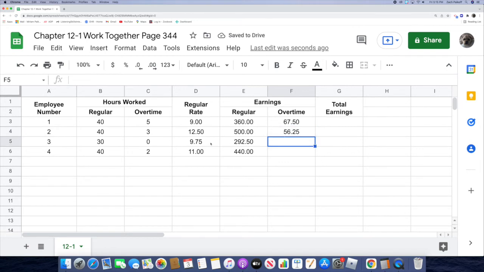Employee number 3 had a regular rate of $9.75 per hour. However, they worked 0 overtime hours. So their overtime earnings are going to be 0.